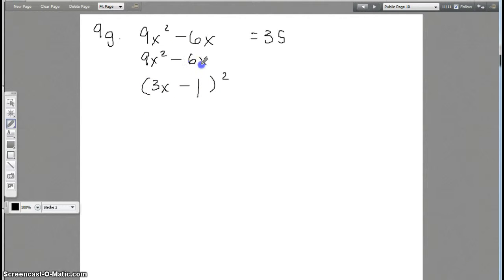That's negative 6x. And then we square our last term. Negative 1 squared is a positive 1. Since I added 1 to the left side, that means I need to add 1 to the right side. 35 plus 1 is 36.